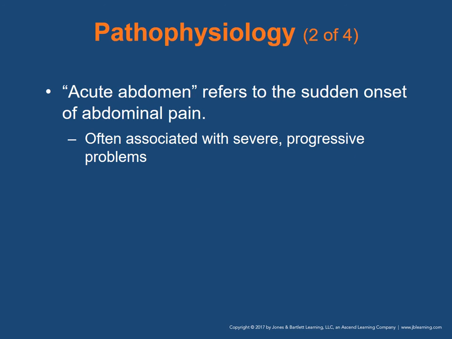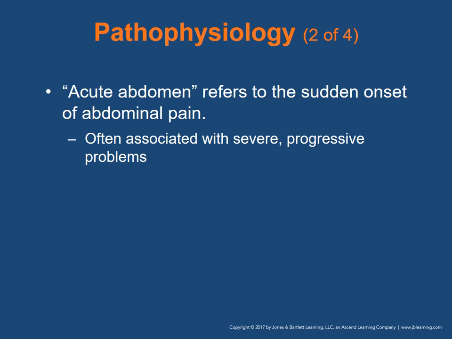You should know that acute abdomen is what we use to refer to the sudden onset of abdominal pain, often associated with severe progressive problems. Remember that acute in nature is referring to very short onset, really out of nowhere. So with acute abdomen, abdominal pain is occurring and they haven't struggled with it in the past. They usually don't have a history of abdominal pain. That is really what acute is referencing: the out of nowhere, spontaneous onset, or maybe new onset of abdominal pain, and it should never be taken lightly.